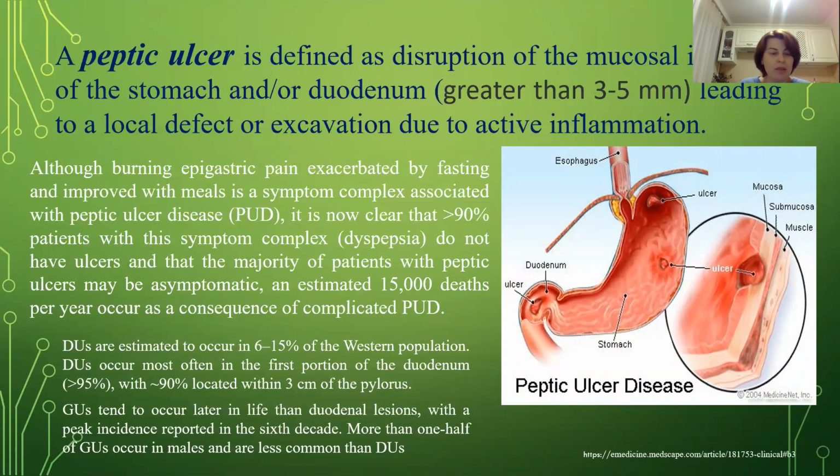Gastric ulcers tend to occur later in life than duodenal lesions, with the peak incidence reported in the 6th decade. More than one-half of gastric ulcers occur in males, and they are less common than duodenal ulcers.